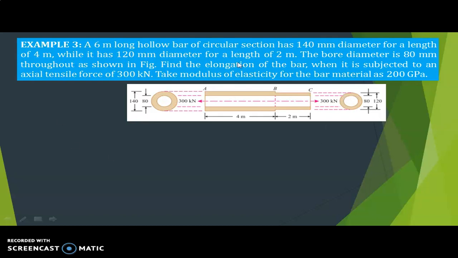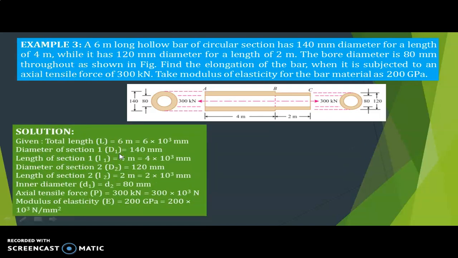Okay, find the elongation of the bar. So what do you have to calculate? You have to calculate the deformation when it is subjected to an axial tensile force of 300 kN. The load is given here, that is tensile force P is equal to 300 kN. Take modulus of elasticity for the bar material as 200 GPa. It is given. So total length is 4 plus 2, 6 into 10 raised to 3.